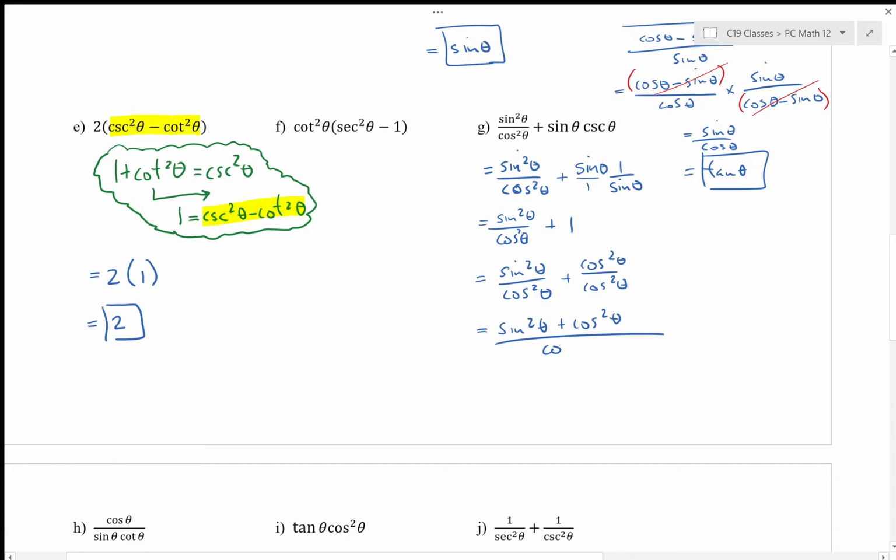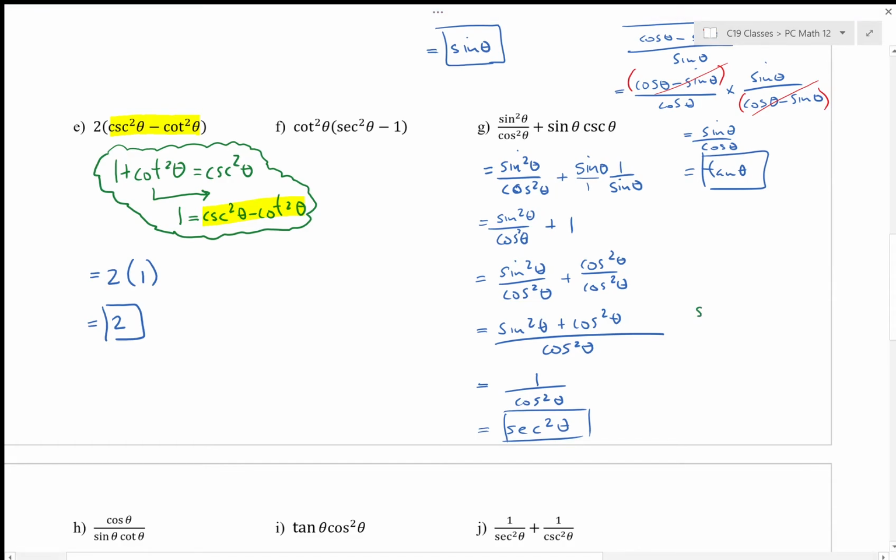This is a fraction, right? So you're always trying to get it to be a single fraction. Now sine squared theta plus cosine squared theta is equal to 1. That's our classic 1 from above. And 1 over cosine squared theta is the same as secant squared theta. And that's the end of it, right? So just so we're clear, I'm just going to put the identity in green beside the one I'm using.